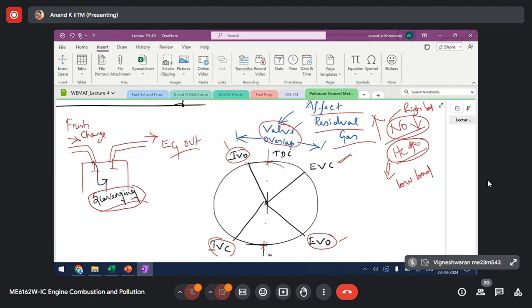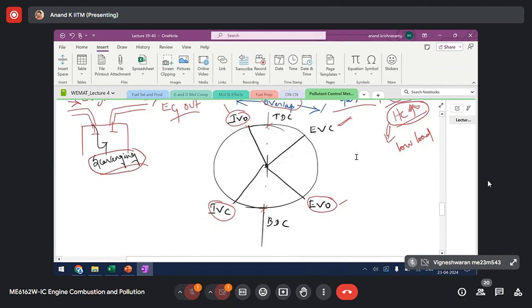So based on engine operating condition, you can vary the overlap period in such a way that you can retain more residual or less residual. Accordingly, you are controlling the NO or SC levels in the engine exhaust. So this is one of the ways that you control valve timing, and thereby you control the pollutant level in the engine exhaust. The other effect here is about varying this IVC timing.